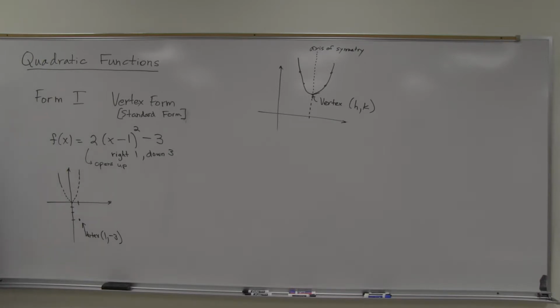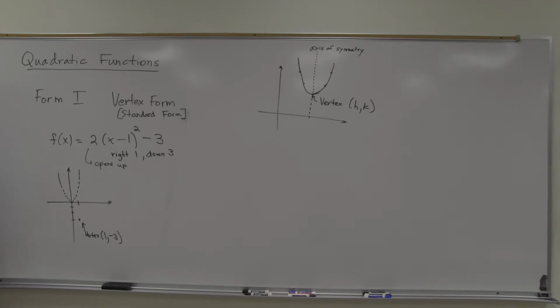That's going to be my vertex. It's going to open up, so it still has this same shape, but it's narrower. Like we said, the 2 factor makes it stretch by a factor of 2, and so it makes it narrower. Here's x squared, so it's going to be narrower than that.